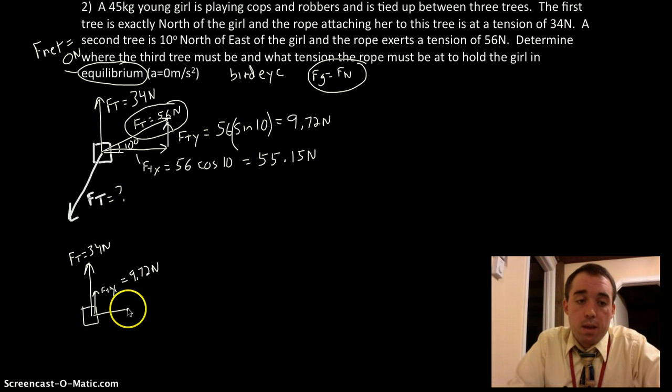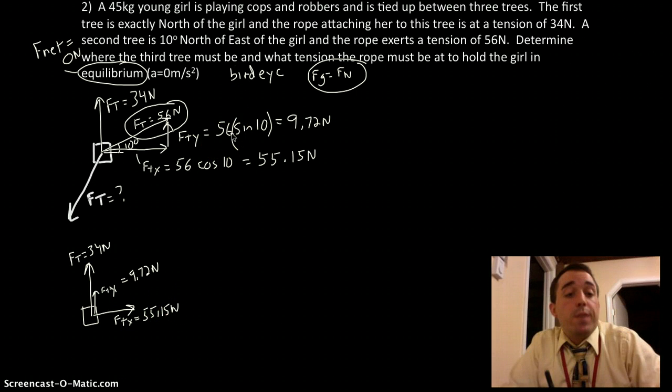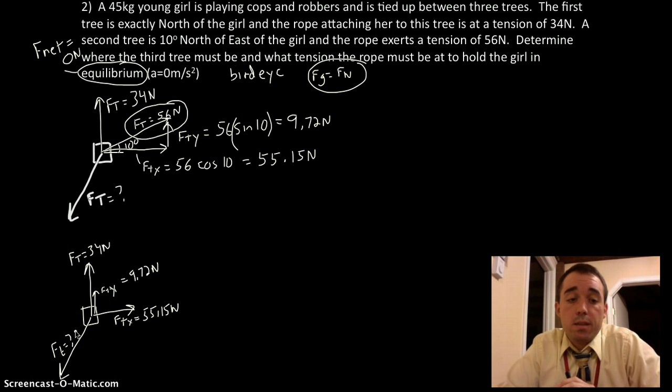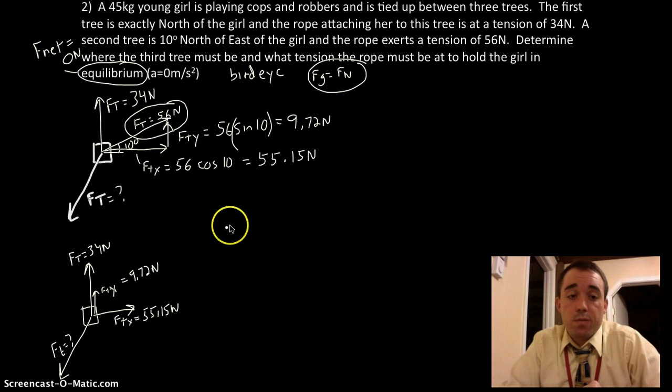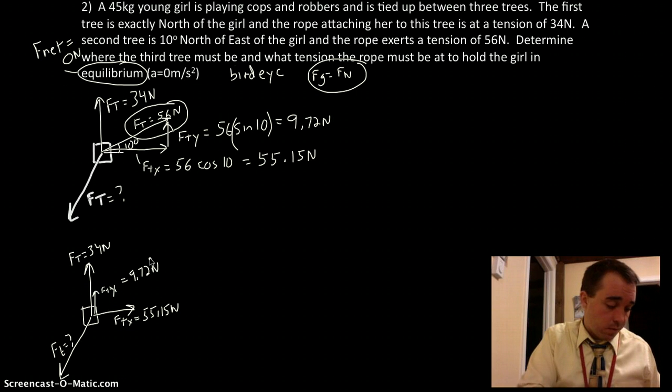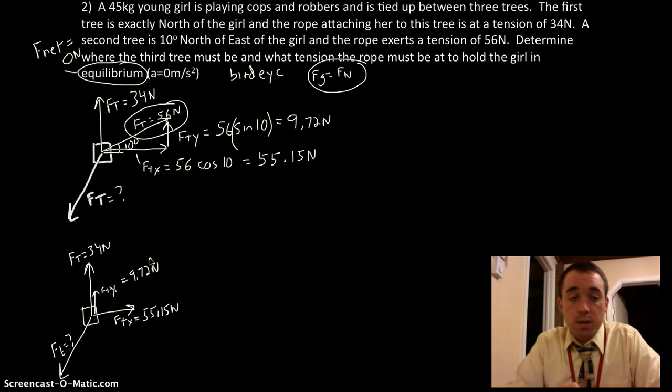And then we have a rightward force, FTX, of 55.15 newtons. Alright, so to figure out what this force is, we've got to do a couple things. First, this force has to perfectly balance all of those three forces. So we first have to figure out what these combinations of forces are. Well, 34 and 9.72 are in the same direction, so 34 plus 9.72 is 43.72.